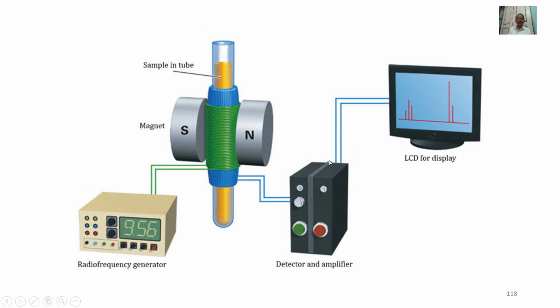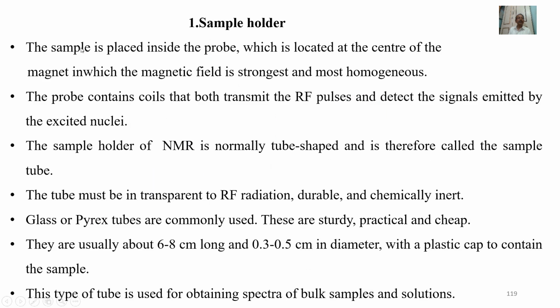This is the diagram in the lab. So we have a sample holder sandwiched between two magnets, and we have a radio frequency generator. And when there is a resonance, the resonance frequency will be observed by a detector, and it will be fed into the system, LCD or a display system. Sample holder. The sample is placed inside the probe, which is located at the center of the magnet, in which the magnetic field is strongest and most homogeneous. The probe contains coils that both transmit the RF pulses and detect the signals emitted by the excited nuclei.